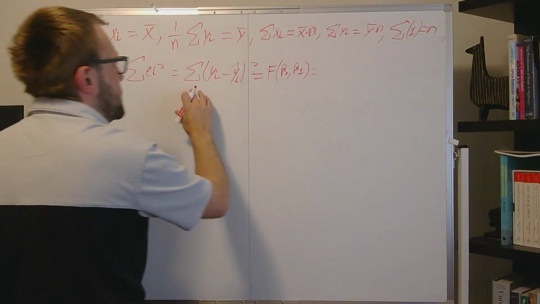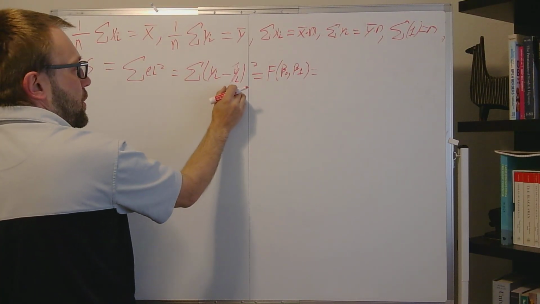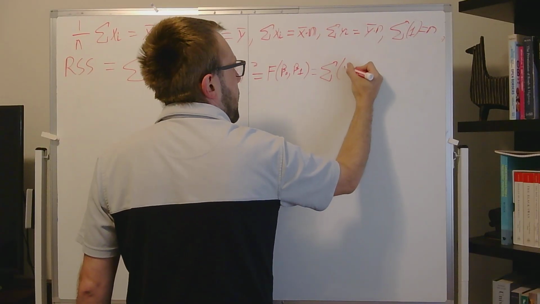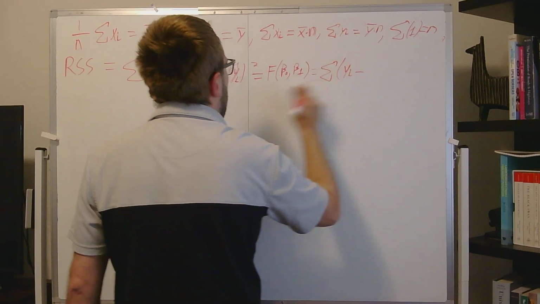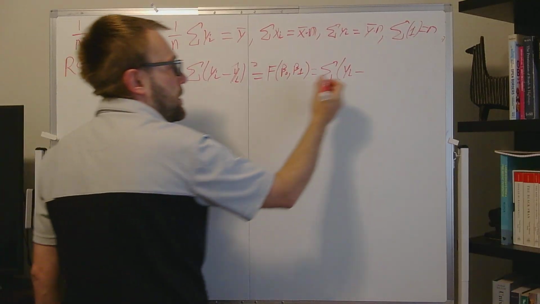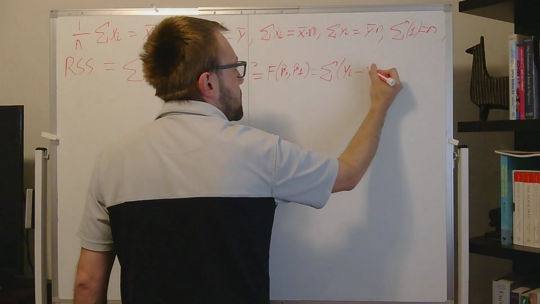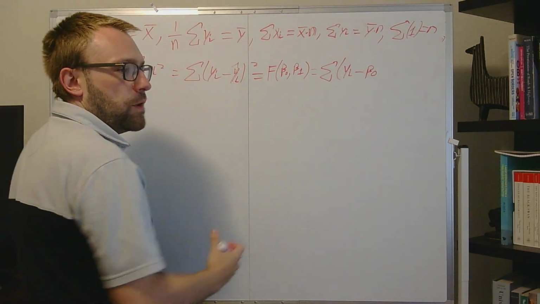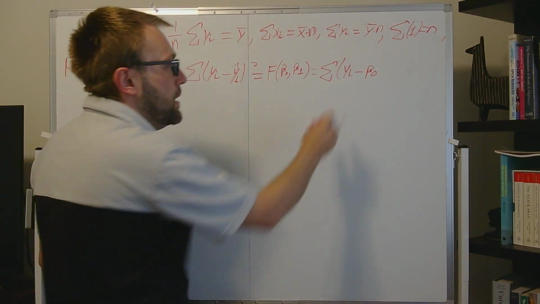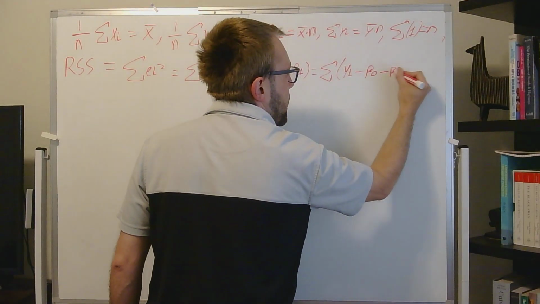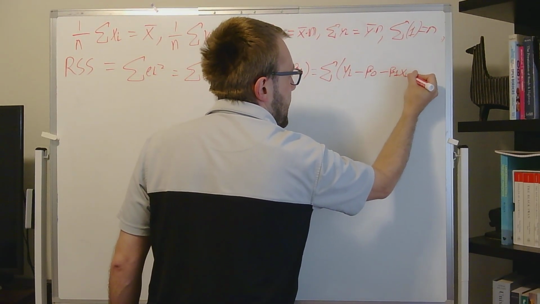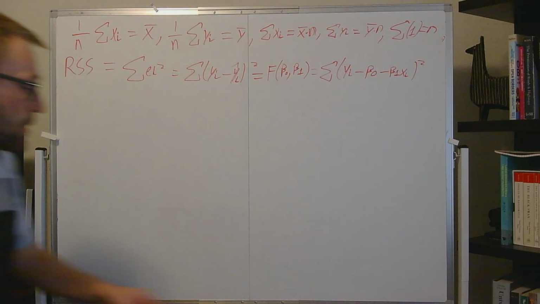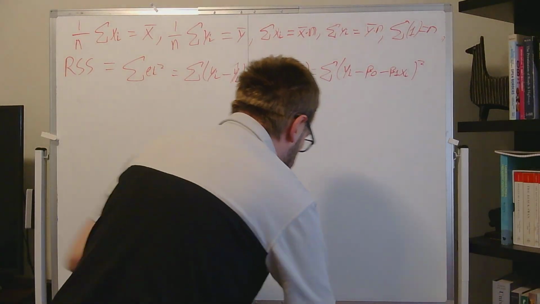Which again, if we expand this term out, is the same thing as saying the summation of yi minus the predicted yi, not the true observation. That minus is going to distribute into that formula. So when it was plus beta naught and plus beta 1 xi, now it's minus beta naught and minus beta 1 xi, all squared.